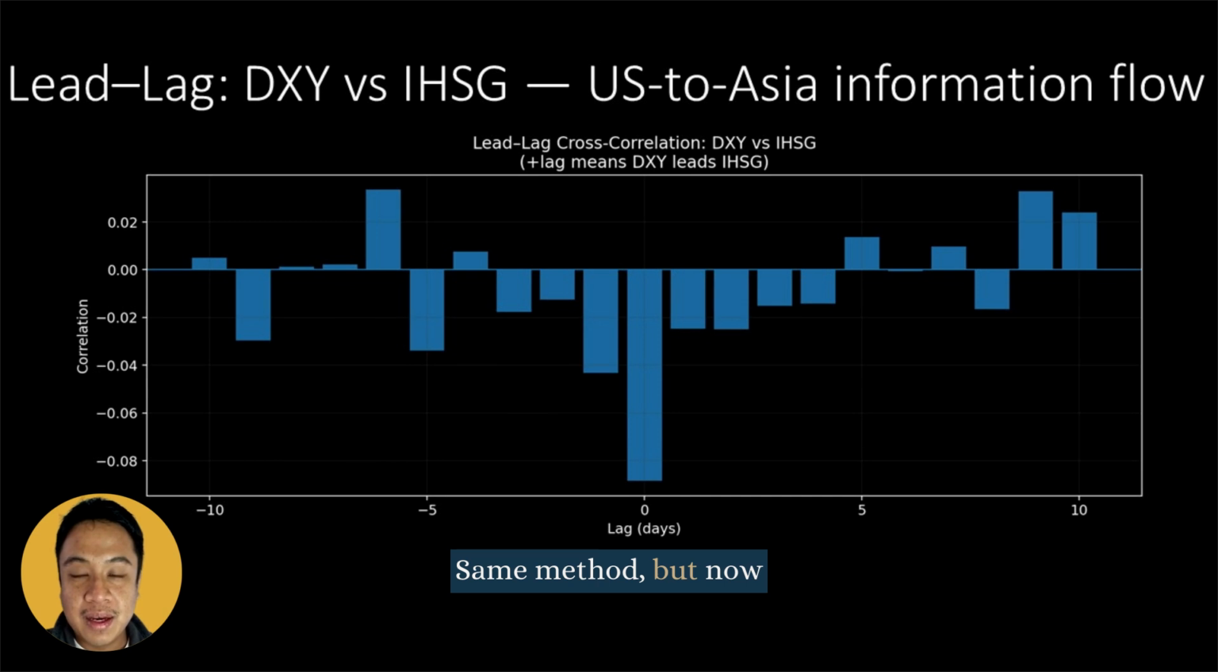Same method, but now DXY versus IHSG. Typically, stronger dollar equals tighter global financial conditions, and EM risk assets feel it. If you see correlation stronger when DXY is shifted earlier, that's consistent with US pricing moving first. But again, correlation is unconditional. DXY might just be a proxy for broader risk, or correlated with VIX. So next, we move into conditional predictability tests.